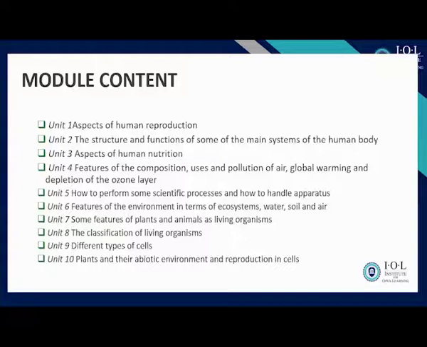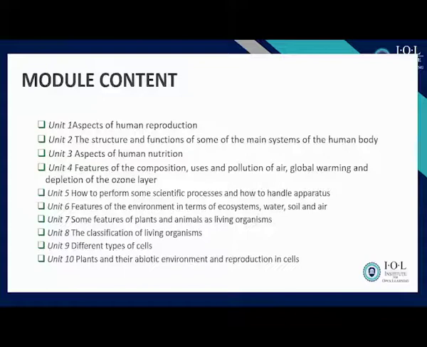The whole module, just to orientate you on the module, we have Unit 1, aspects of human reproduction. We will look at reproductive organs, we will look at structures, we will look at STIs within the module as you study or as you prepare for your exams. And then you also look at the structures and the functions of some main systems in the human body. That may exclude the human reproduction systems because they are already discussed in the previous unit.